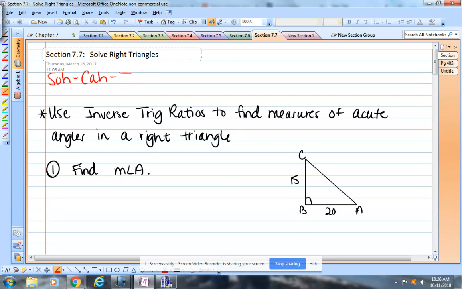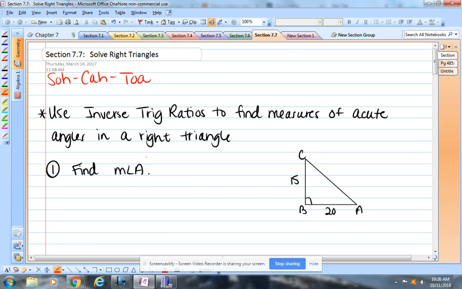Right, so remember our little friend, SOHCAHTOA. And make sure you can spell it correctly, otherwise it will not help you. So tomorrow on quiz day, all of that will be erased from the board. So make sure you memorize what sine is, what cosine is, what tangent is. Sine is opposite over hypotenuse, cosine is adjacent over hypotenuse, and tangent is opposite over adjacent.